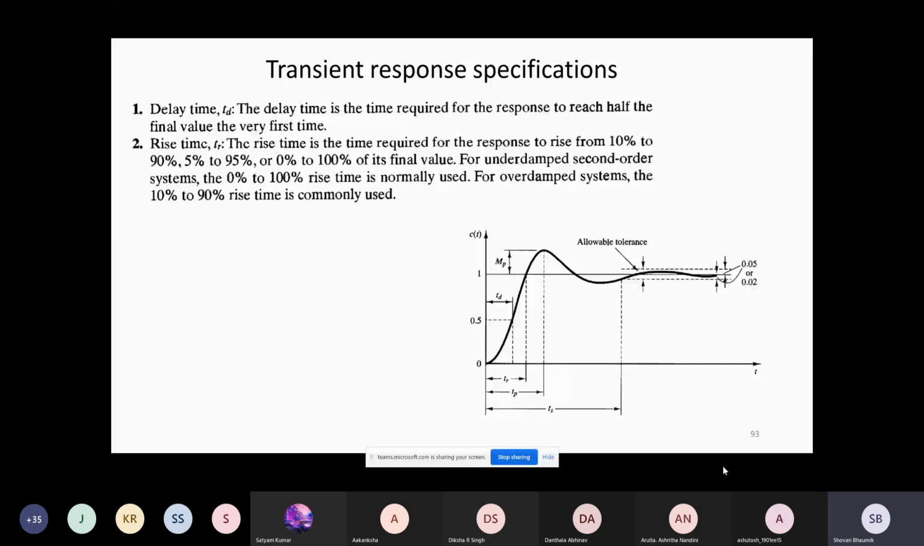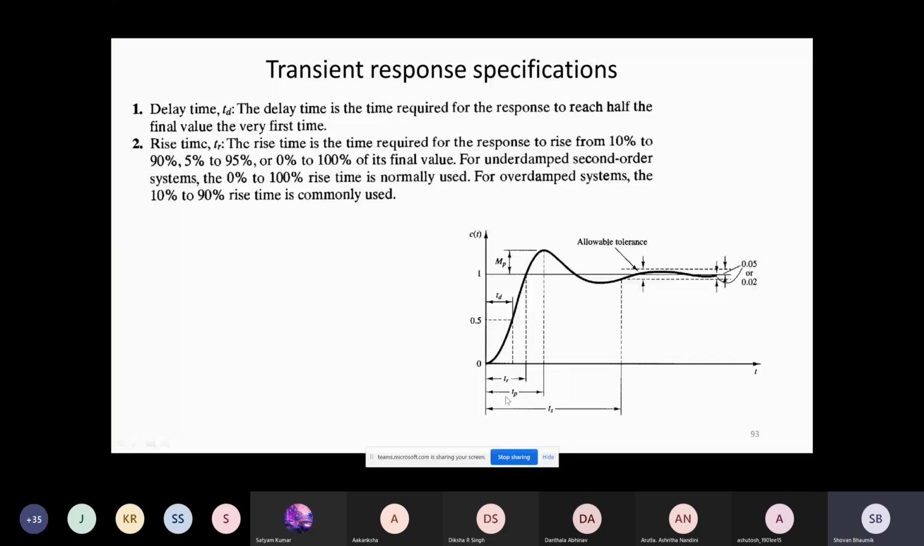Now the next one is TP. TP means the peak time. For an overdamped or critically damped system, there is no peak time. For an underdamped system, you know that the oscillation rises to a peak and gradually dies down. The time at which it rises to the first peak, you see this is the first peak, is called the peak time and it is defined as TP. Now you come to the maximum peak overshoot, MP. MP is called the maximum peak overshoot.